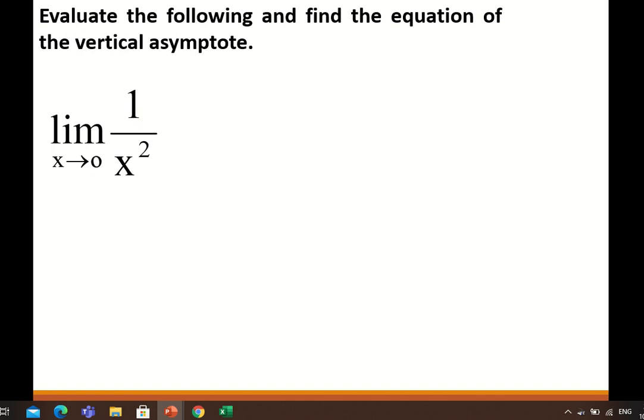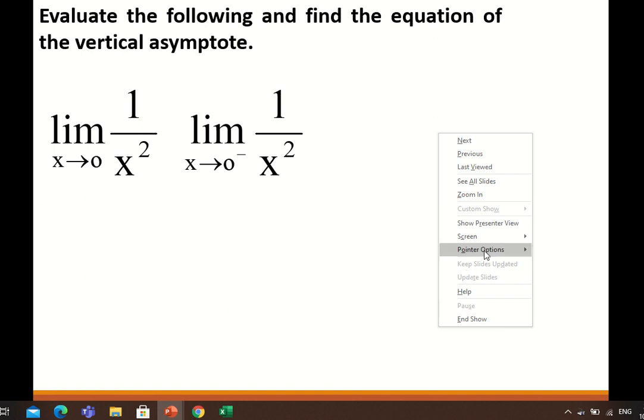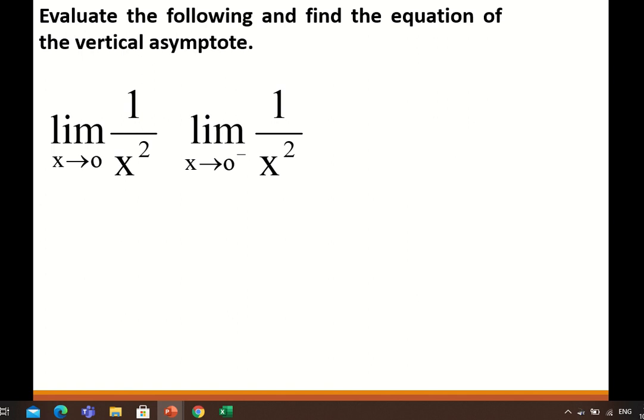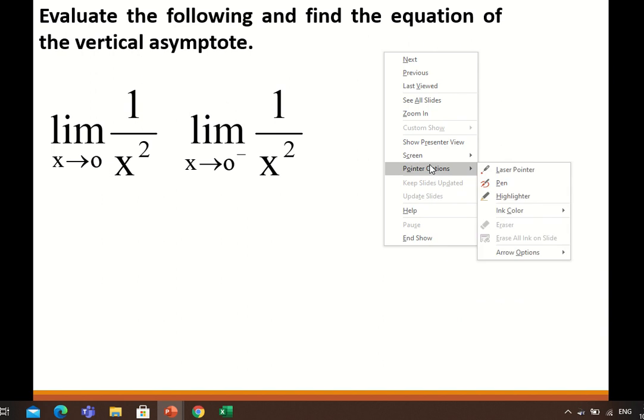Same thing, we are going to find the limit of the function as x approaches 0 from the left and also from the right. Now, for the limit of the function from the left, our function is 1 over x squared.